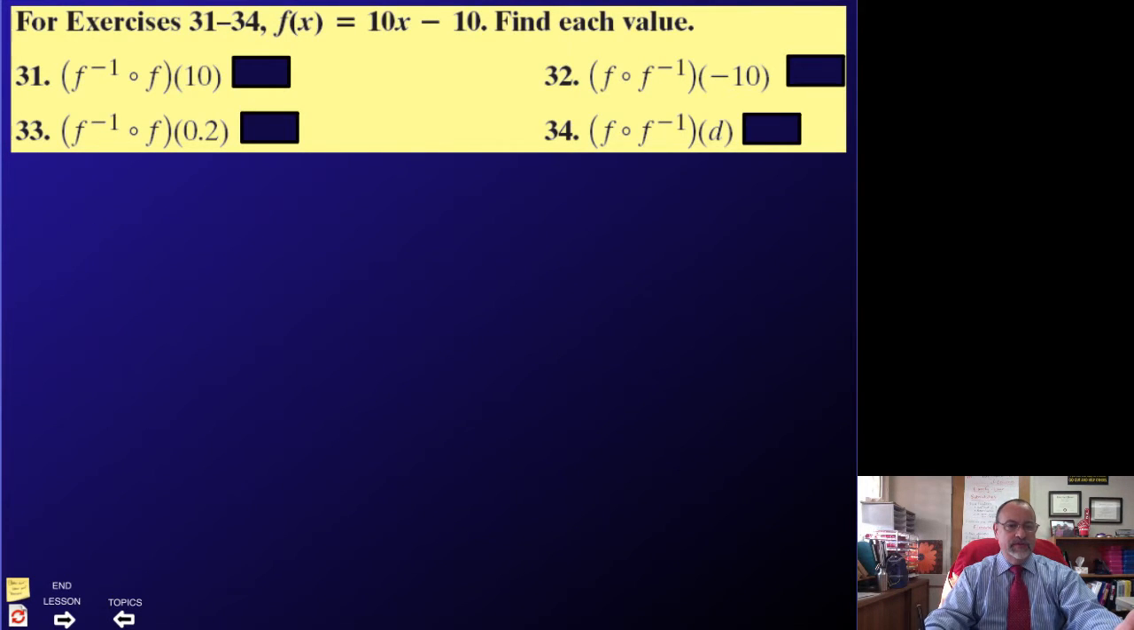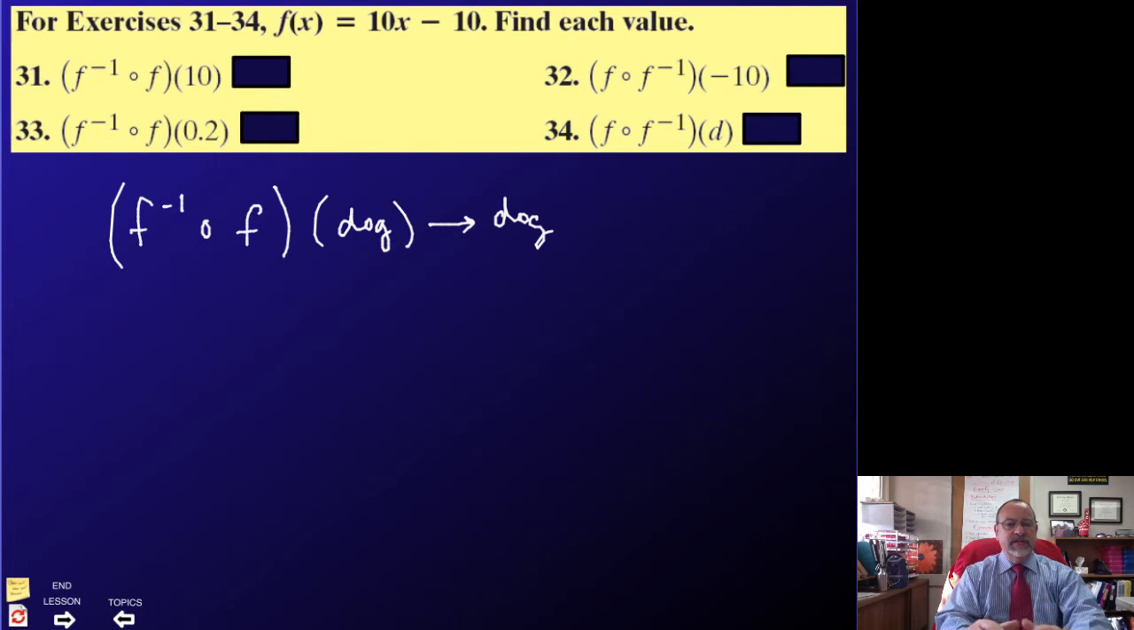If you compose an inverse with its original relation, and they both happen to be functions, then whatever you put in, that's what comes out. Doesn't matter what the function is, doesn't matter what you're putting in, it just doesn't matter. What you put in, that's what comes out. So I think that's really easy, and I'm not going to talk any more about it. I'm just going to end this video, and that's going to end Chapter 7, Lesson 7.